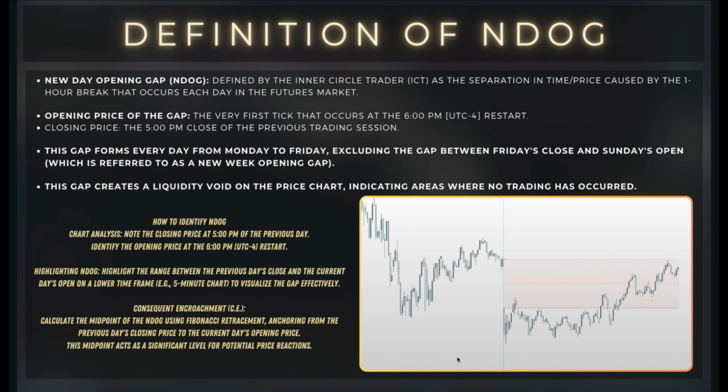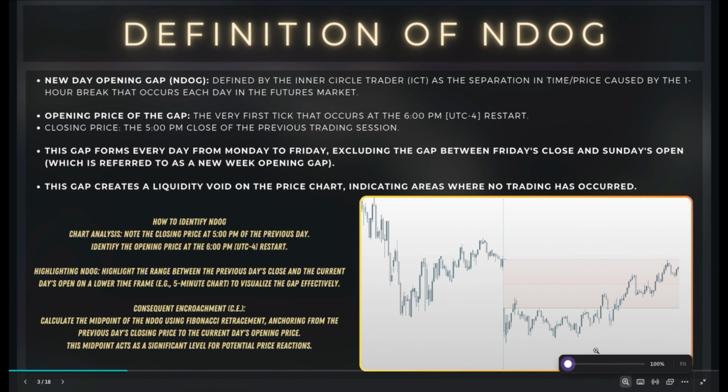Now, consequent encroachment, calculate the midpoint of the NDOG using Fibonacci retracement, anchoring from the previous day's close price to the current day opening price. This midpoint acts as a significant level for potential price reactions.